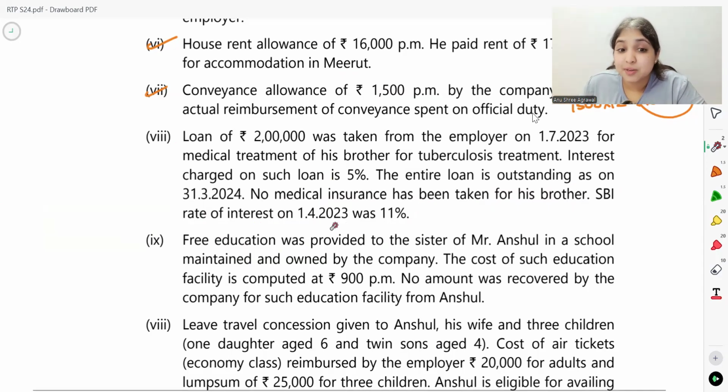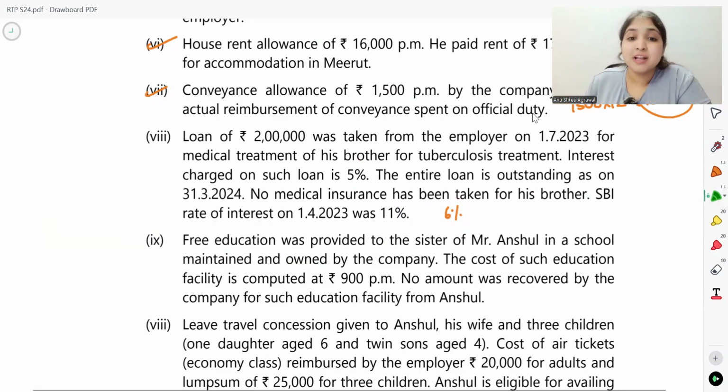Why do I say that? Because see, SBI lending rate on 1st April of the year, we're supposed to see on 1st April only, right? SBI lending rate on 1st April is 11%, but employer is charging only 5%. So my employee got a concession of 6%, benefit he got, guys. So this is loan at concessional rate of interest. The benefit over here is 6%. SBI lending rate is 11%, but assessee has to pay only 5%. So assessee got 6% benefit.